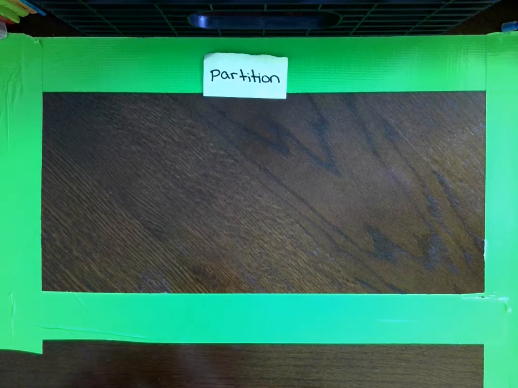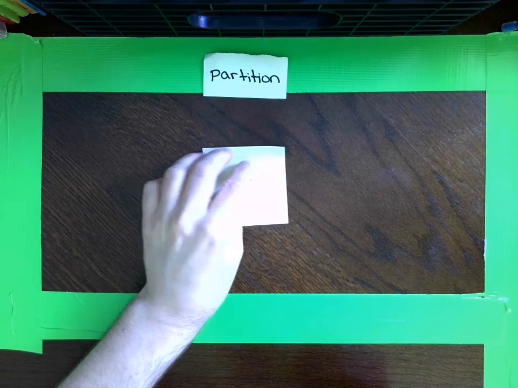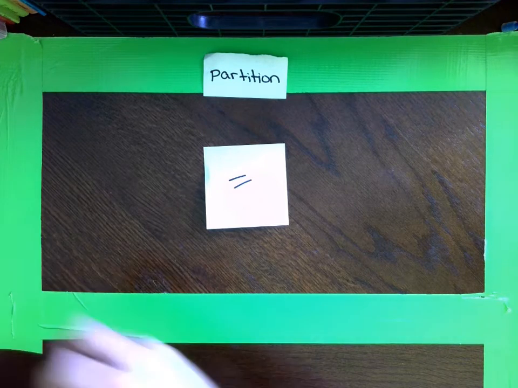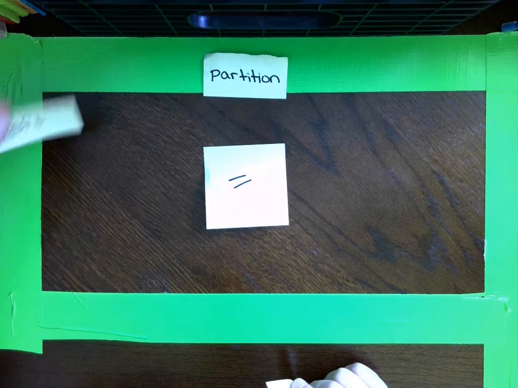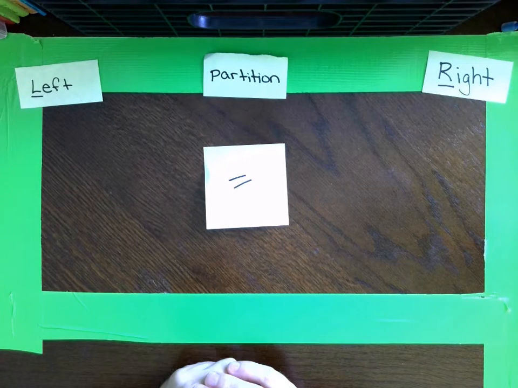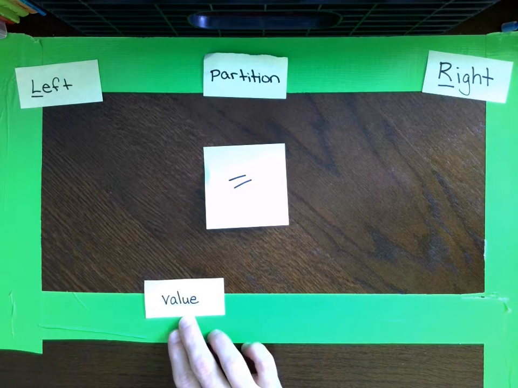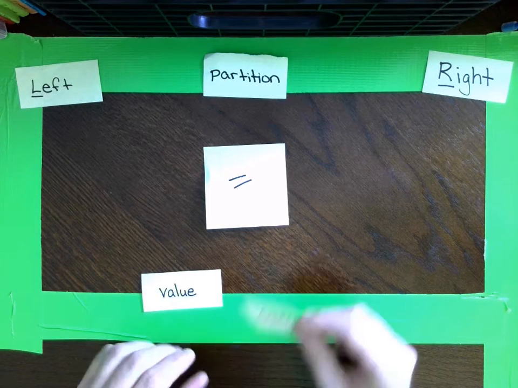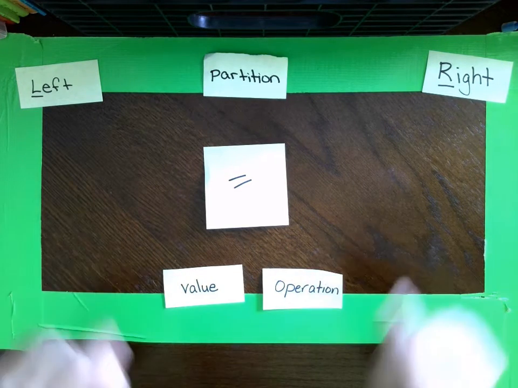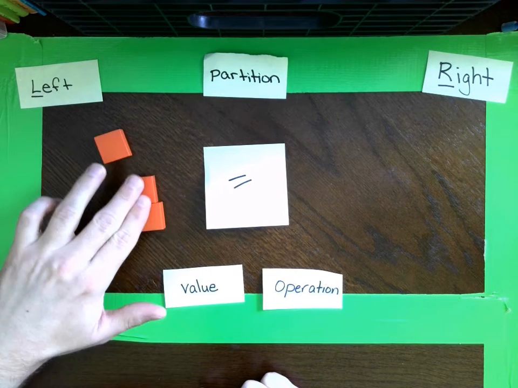Basically, the partition that we use is called an equal sign. And that equal sign divides the space into two parts, a left side and a right side. Then the values or the numbers and the operations, what you do with those numbers, create the balance on both sides. So here, let's take a look at this for a moment.